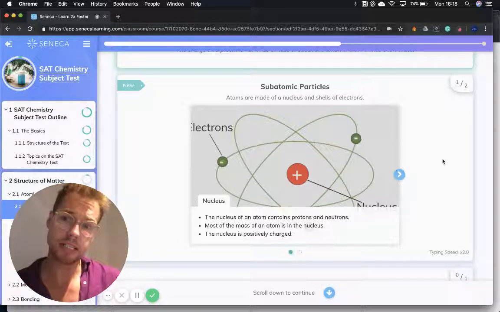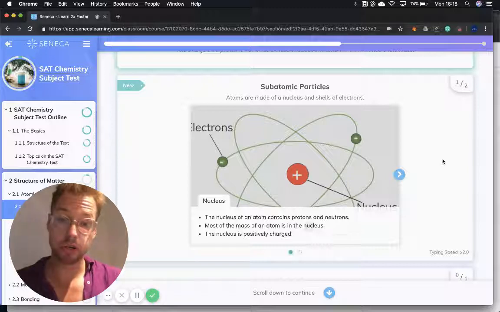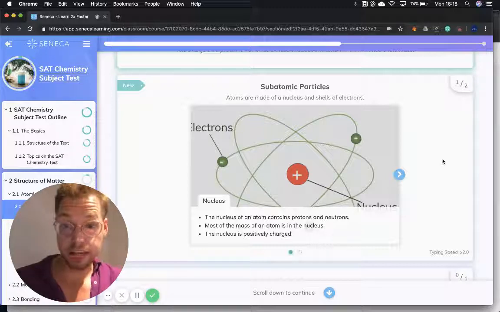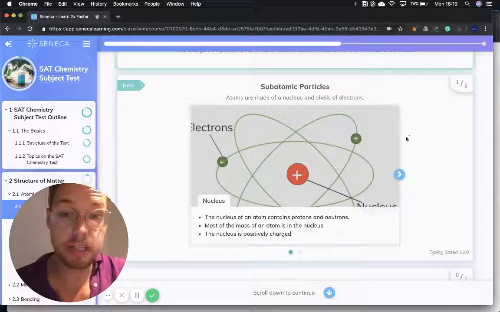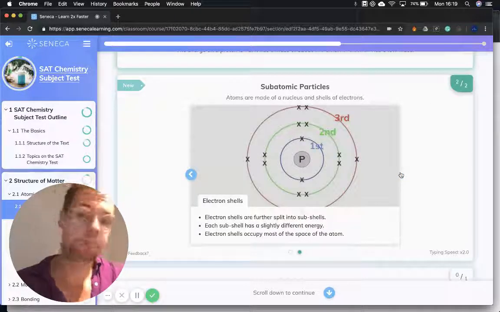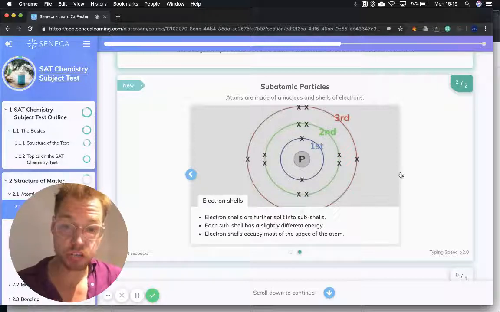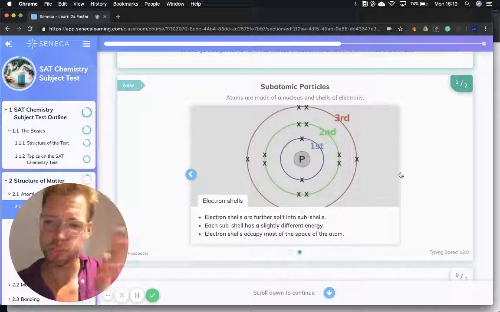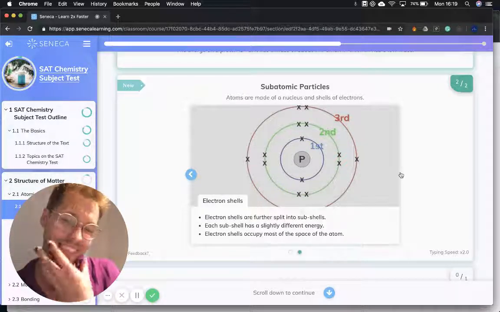So let's just summarize that real quick. Nucleus contains protons and neutrons. It's in the center of the atom. It's where most of the mass in the atom is found, and it is positively charged because it's got them protons. Then we've got our electron shells, which are further split into subshells. More on that in an upcoming episode.